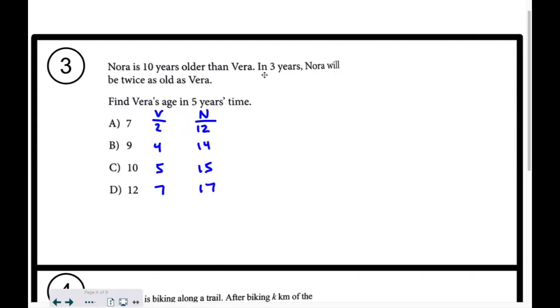Now, all I'm going to do is execute this sentence, but I'm going to do it in my head. So in 3 years, they'll each be 3 years older than what I've listed here in blue. And I want Nora to be twice as old as Vera. So in 3 years, Vera will be 5 and Nora will be 15. That doesn't work. In 3 years, Vera will be 7 and Nora will be 17. Doesn't work. In 3 years, Vera will be 8 and Nora will be 18. Doesn't work. This one's clearly the answer, but in 3 years, Vera will be 10 and Nora will be 20, and 20 is twice as old.